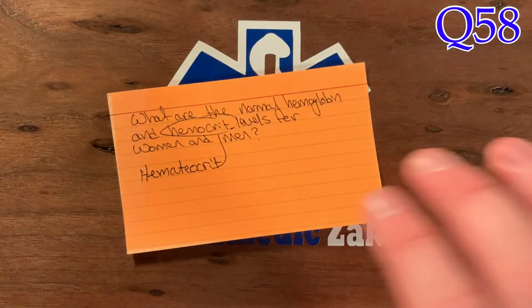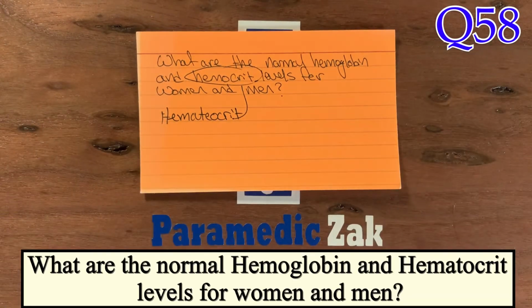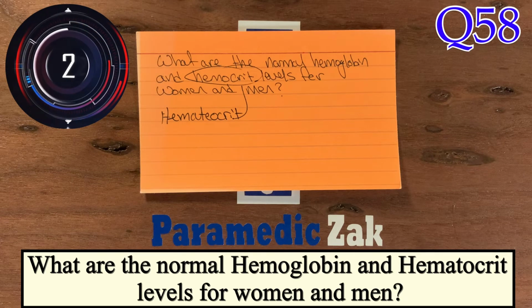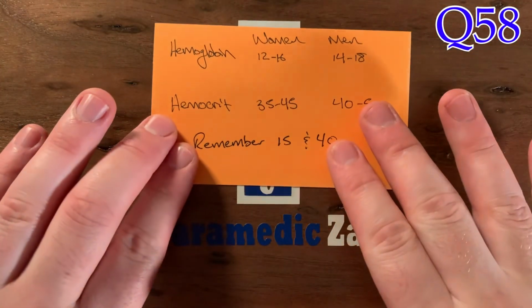Question 58. What are the normal hemoglobin and hematocrit levels for women and men? So occasionally you find yourself responding to a medical facility for a patient with critical labs. This can be any number of things, but one of the things it can be is an abnormal hemoglobin and hematocrit level. As you probably know by now, your hemoglobin carries oxygen on your red blood cells. Your hematocrit levels are your percentage of red blood cells compared to the rest of your blood. So an abnormal one would be anywhere outside these ranges.